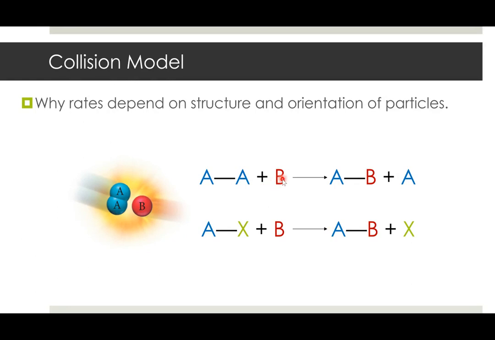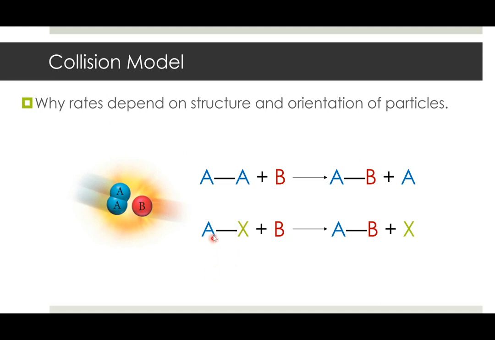Well, in the first example, this B could come on this side and attack this A on the right, or it could come in from the left side and attack this A on the left. So if these two are the same atom, it can really come in from any direction and collide to get this new AB molecule. So the collision could really take place on any side of this molecule. But if we look at this AX molecule, now we're limited to the number of places that B could come in.